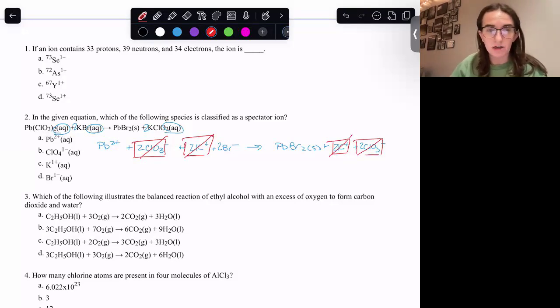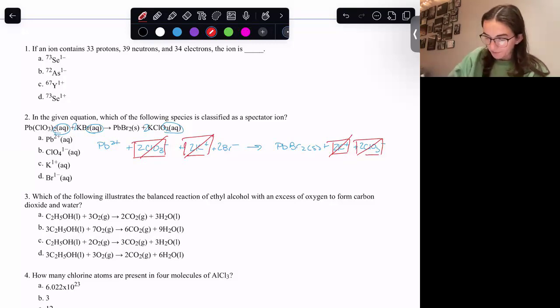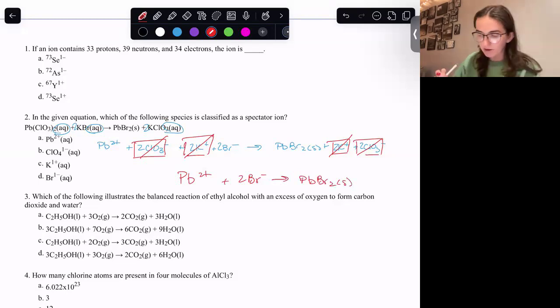Therefore, these are spectator ions because they're not doing anything. Once they are in solution, they just hang out and form a barrier to anything else that's going on in the reaction. The meat and potatoes of our reaction is coming from iron and bromine forming lead bromide.